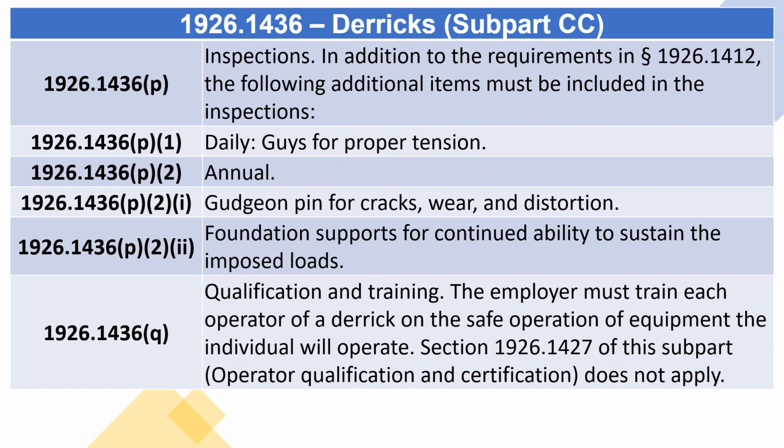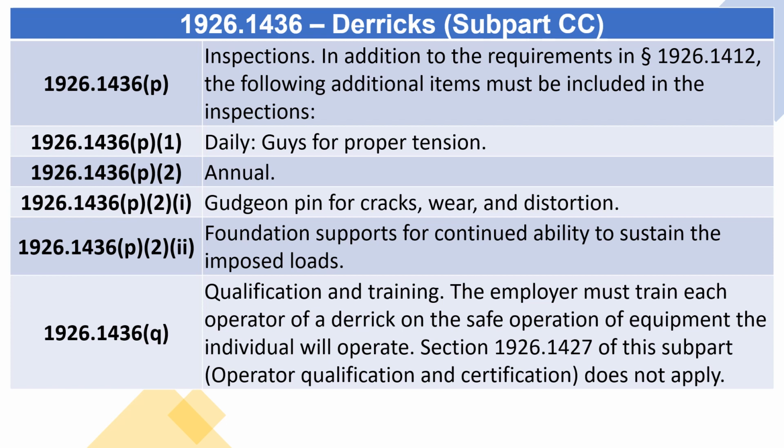1926.1436(p) Inspections. In addition to the requirements in Section 1926.1412, the following additional items must be included in the inspections. 1926.1436(p)(1) Daily: Guys for proper tension. 1926.1436(p)(2) Annual: 1926.1436(p)(2)(i) and (p)(2)(ii): Gudgeon pin for cracks, wear, and distortion. Foundation supports for continued ability to sustain the imposed loads.